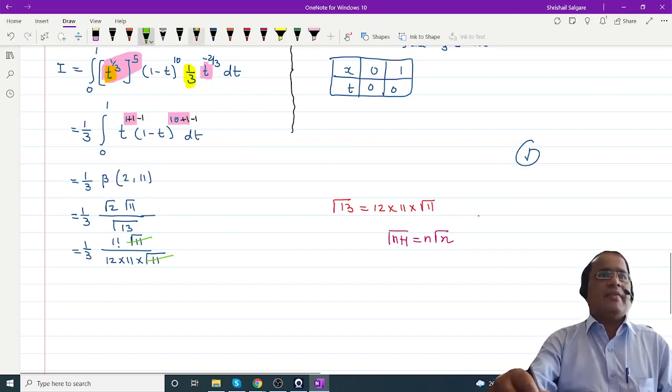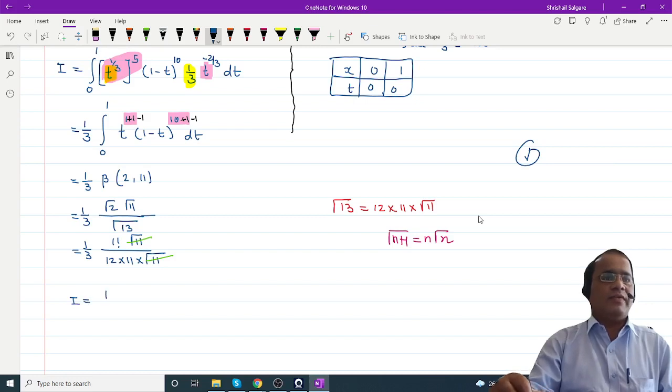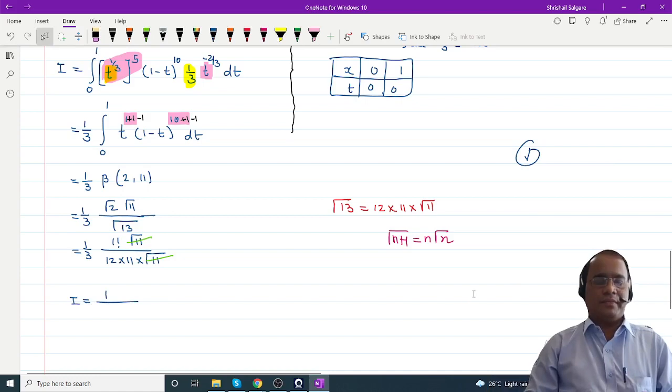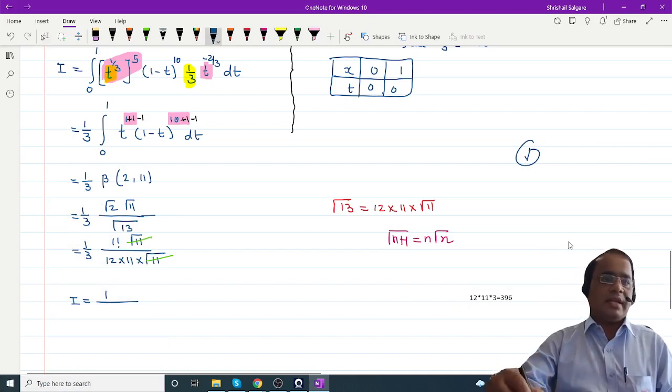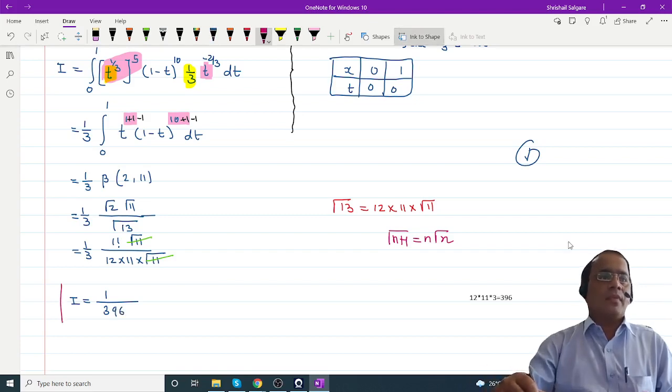So can anyone help me write the final answer? The numerator is 1 only, because 1 factorial is 1. The denominator is 12 into 11 into 3, which is 396. You may have forgotten that outside 3, right? Yes, this is the final answer.